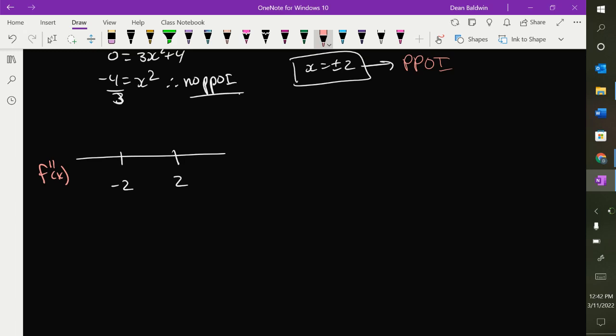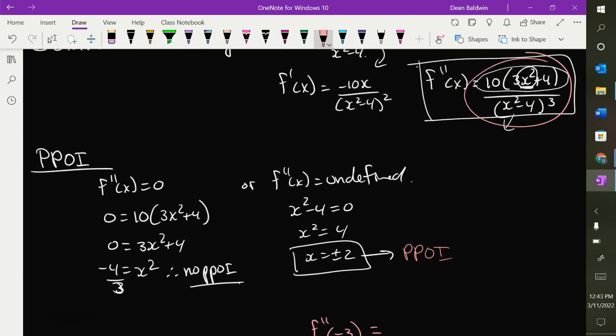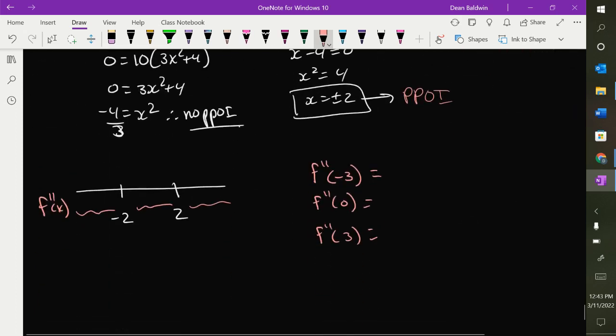So, we test this interval. Now, you can test any number in that interval. It doesn't matter. So I'm going to test f double prime of negative 3, and then I test something in this interval. The easiest number would be 0, f double prime of 0, and then something in this interval. Let's test 3. Notice I'm putting them into the second derivative, which is this thing. And all I care about is, is it positive or negative?